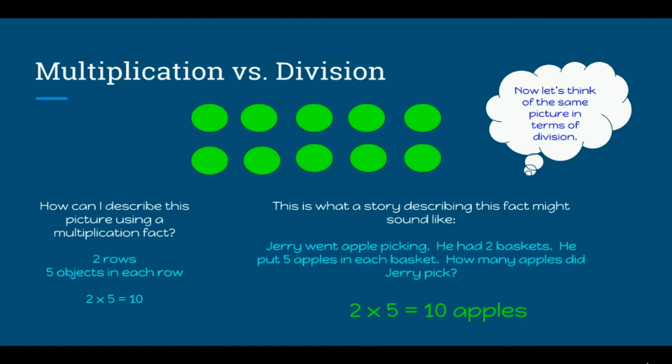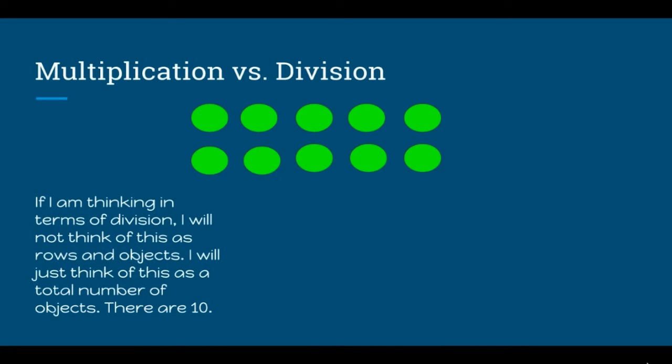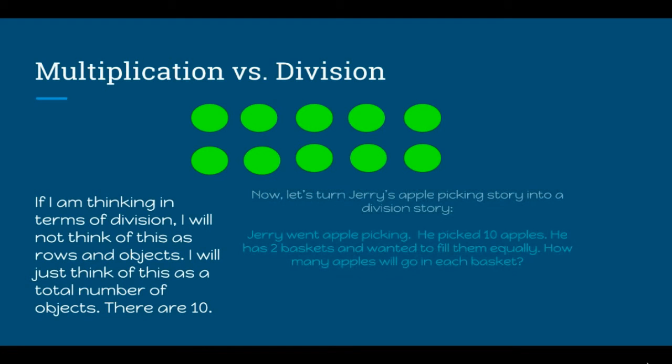Now let's think of the same picture in terms of division. If I'm thinking in terms of division, I will not think of this as rows and objects. I will just think of this as a total number of objects. There are 10. Now let's turn Jerry's apple picking story into a division story. Jerry went apple picking. He picked 10 apples. He has 2 baskets and wanted to fill them equally. How many apples will go in each basket?